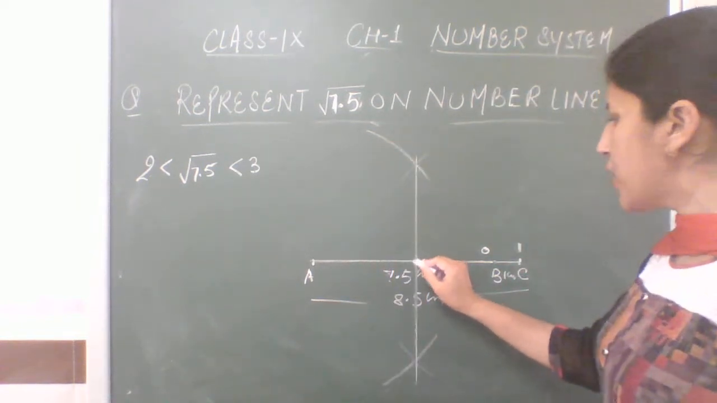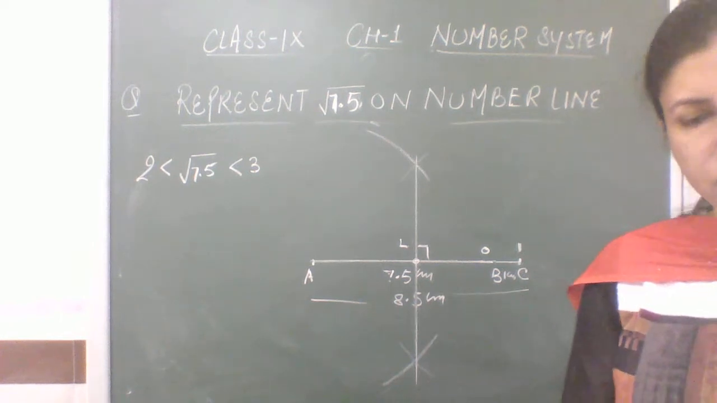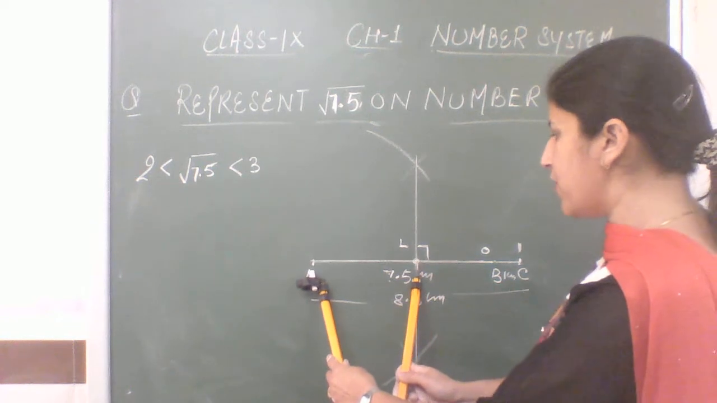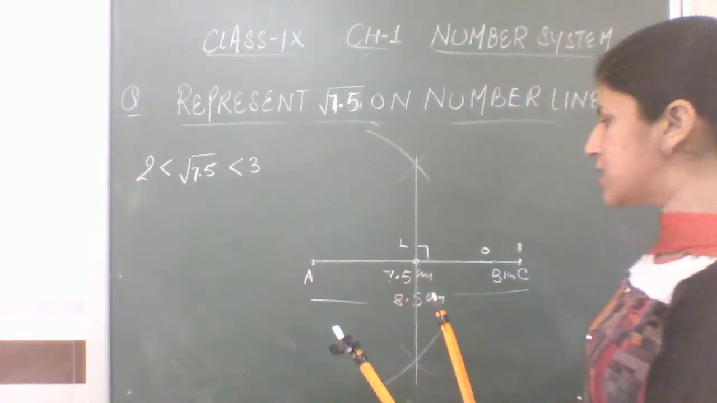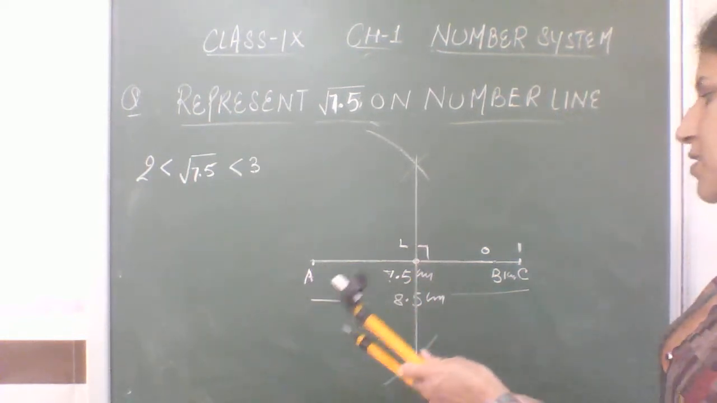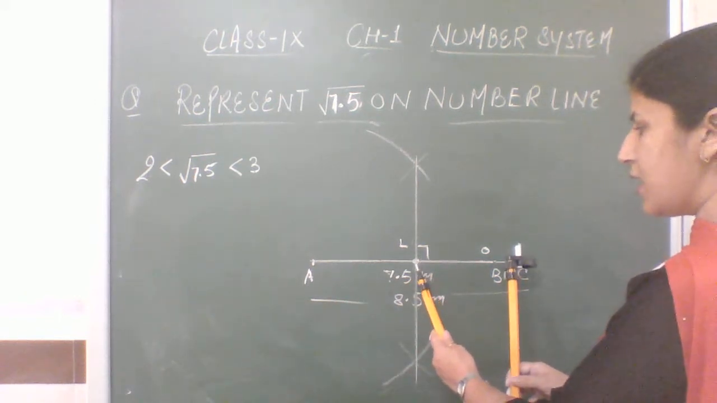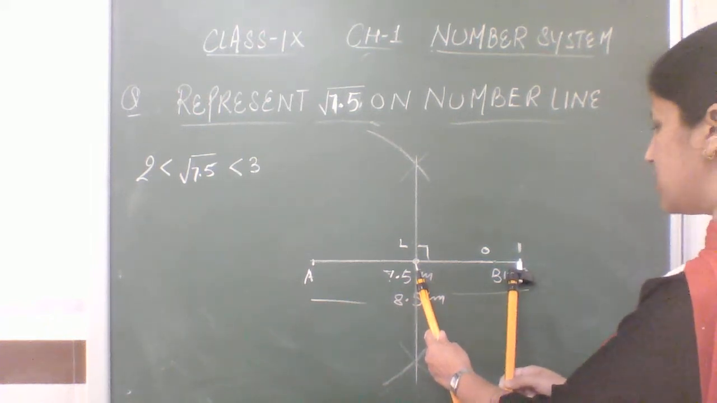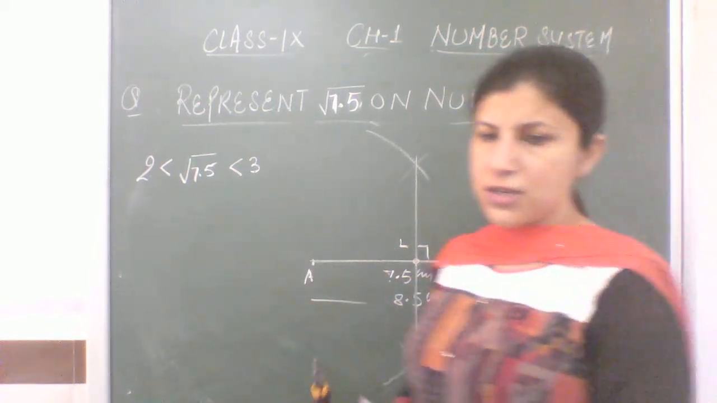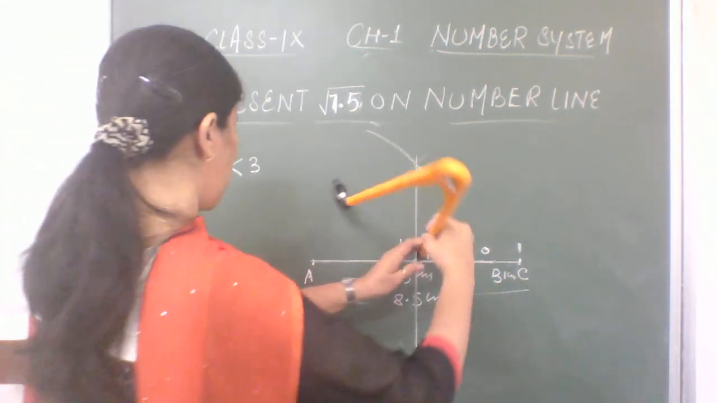This point is the midpoint of AC and the perpendicular bisector of AC. Now what next do we have to do? We have to open our compass up to the length of AL. Take L as a center and A as a radius and draw a semicircle. Similarly, you can take L as a center and LC as a radius, right? You can take either of the two as radius because L is the midpoint and you will get the same result in both cases. Place it at L and draw a semicircle.